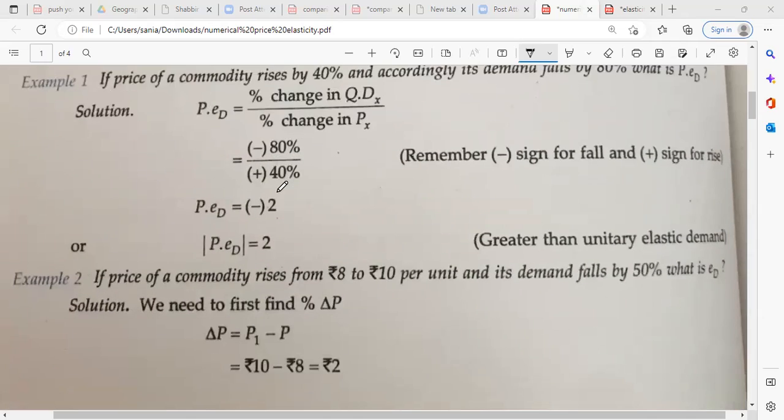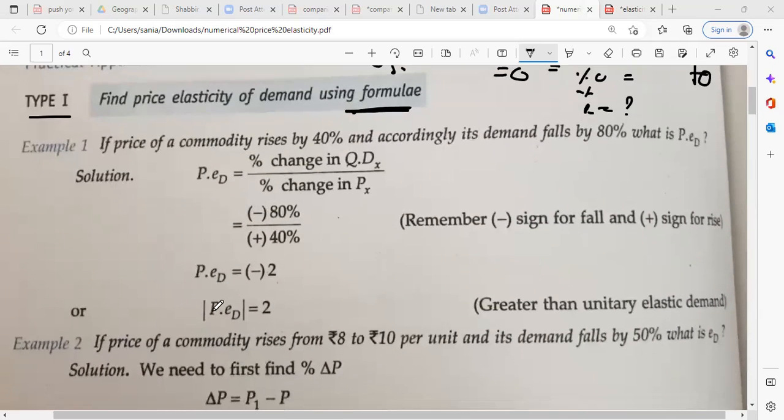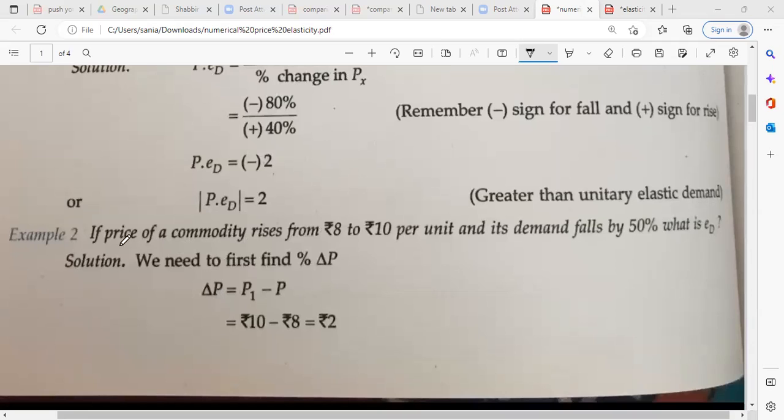Okay. Now this one. Over here in example number two, we are going to use delta. The price of a commodity is rising from rupees 8 to rupees 10. So whenever you get a question, you will make two tables. One is P, one is Q, which is demand.